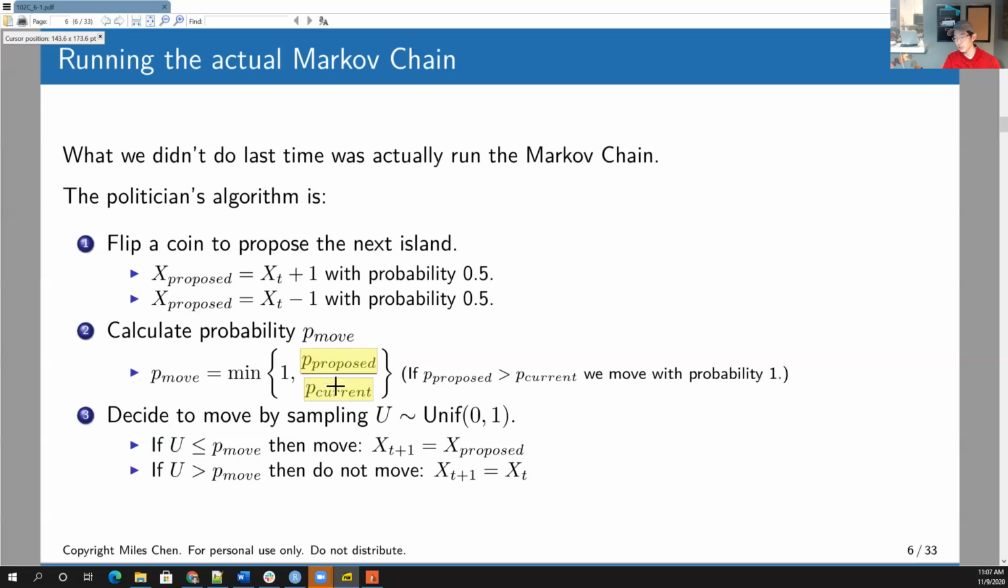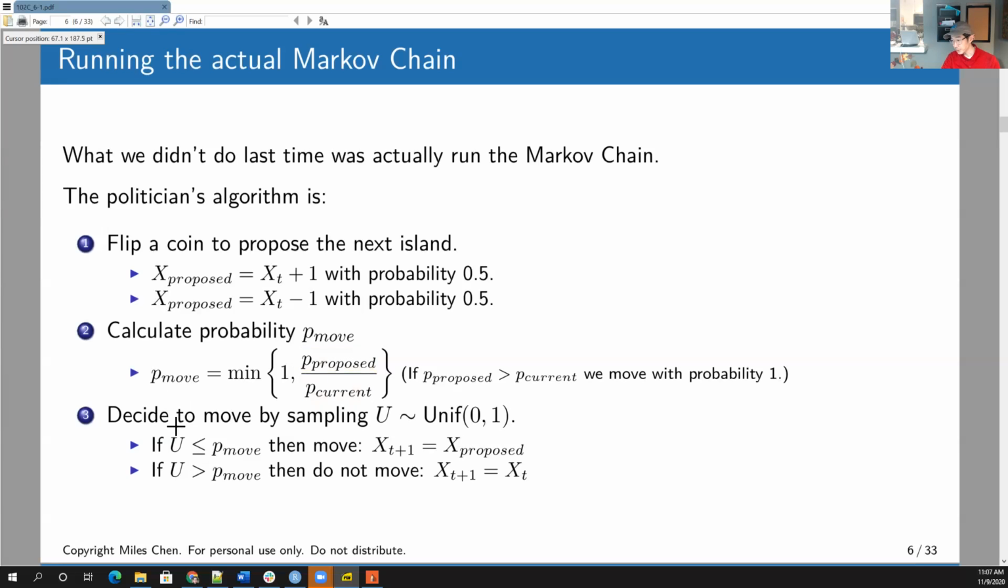Okay, so if the fraction is greater than 1, then P move is just equal to 1. This is a smaller value. And if P proposed over P current is smaller than 1, it's going to be just whatever this fraction is. Okay, so it's basically this fraction, except if the fraction goes bigger than 1, it's limited to 1.